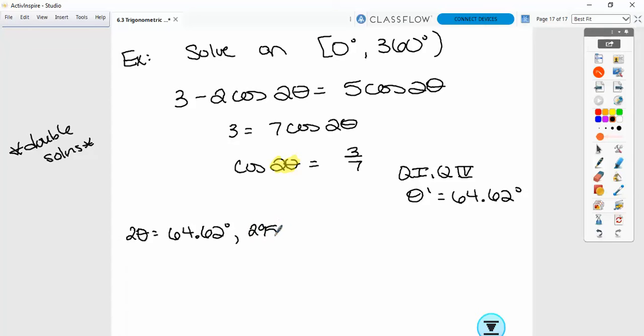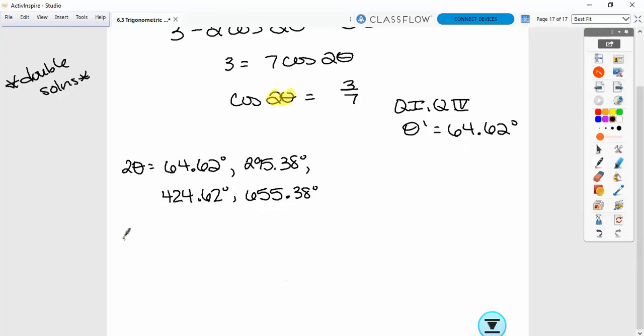So that gives me 295.38 degrees. Then what do we do? Add 360. Add 360 to each of them, so that's what 2 theta equals. So if I want theta, we have to divide every one of those by 2. So that gives me 32.31 degrees.